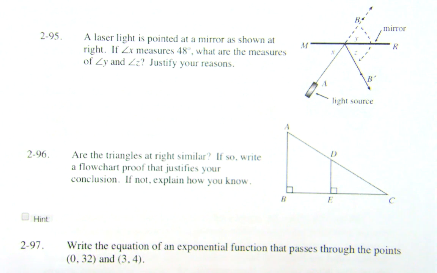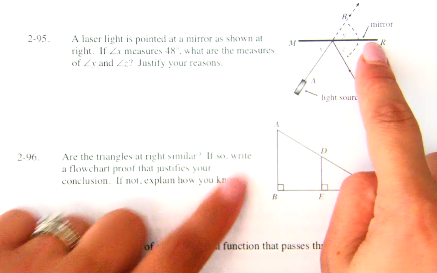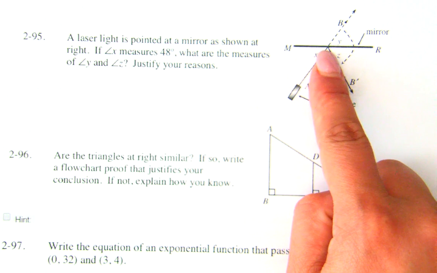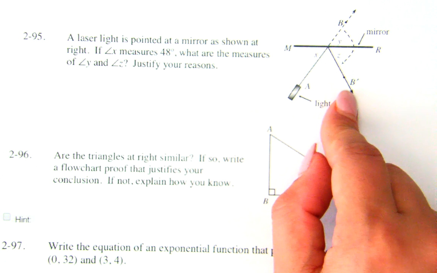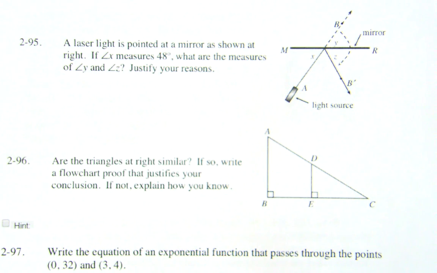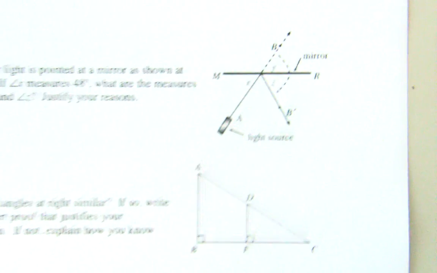The laser light is pointed at the mirror as shown at the right. So you have a mirror, which is this one right here. There's a laser light pointing at the mirror, and then it hits the mirror. You have a little bit of a reflection, and then eventually it pops back out again, or the light bounces off the mirror and comes back out. If angle x measures 48, what are the measures of x, y, and z?